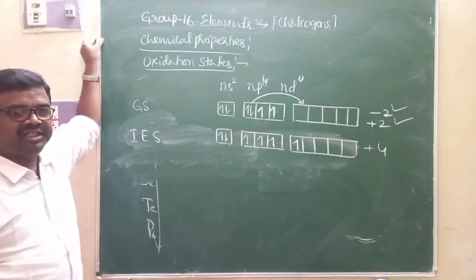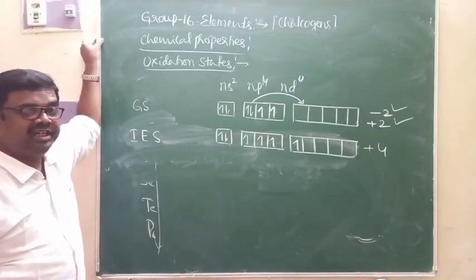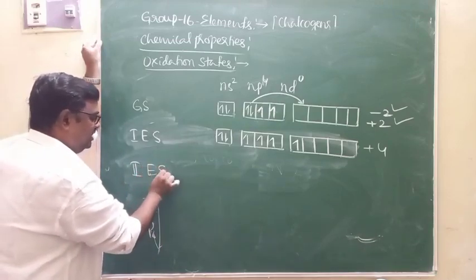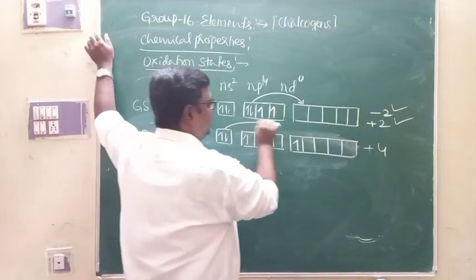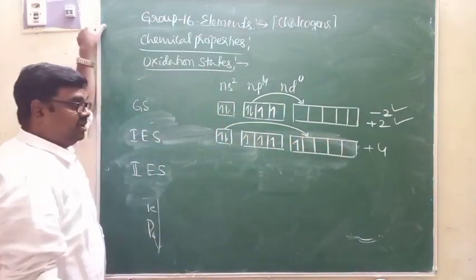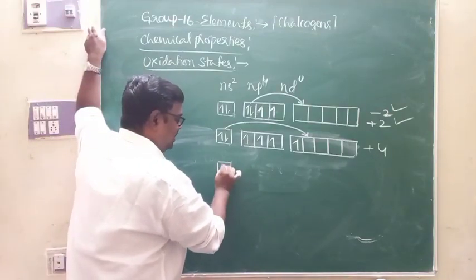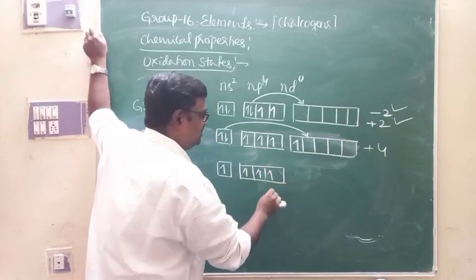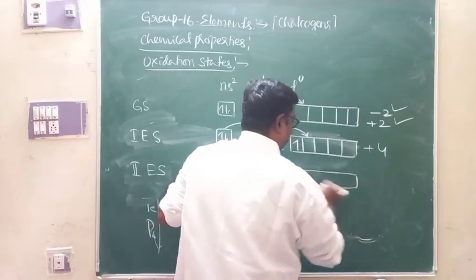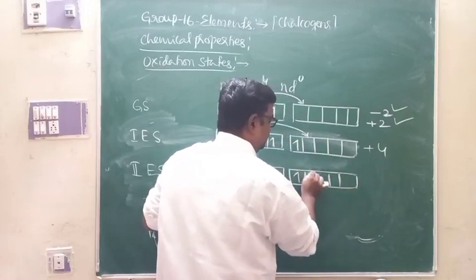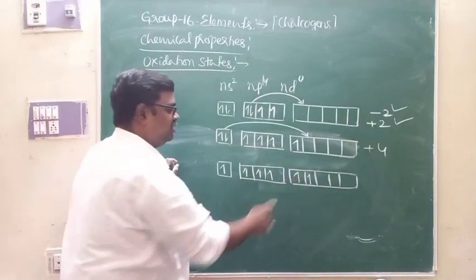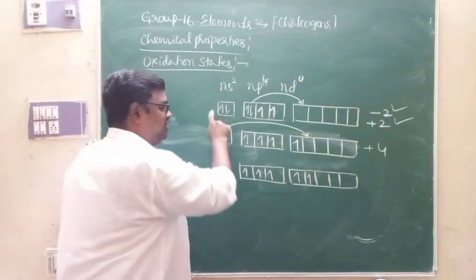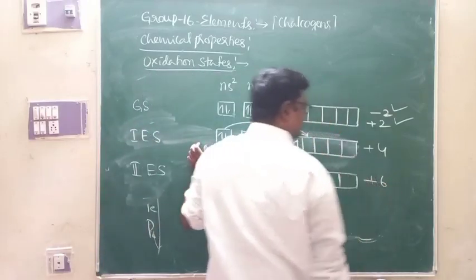One more possible oxidation state is +4 as far as group 16 elements are concerned. And of course, if you provide some more energy in the second excited state, what happens? This electron can also be shifted to the D subshell. Unpairing of all the electrons takes place, and one more electron enters the D subshell. Now the unpaired electrons are 6, because in the second excited state one more electron is shifted from S to the D. Another possible oxidation state is +6.